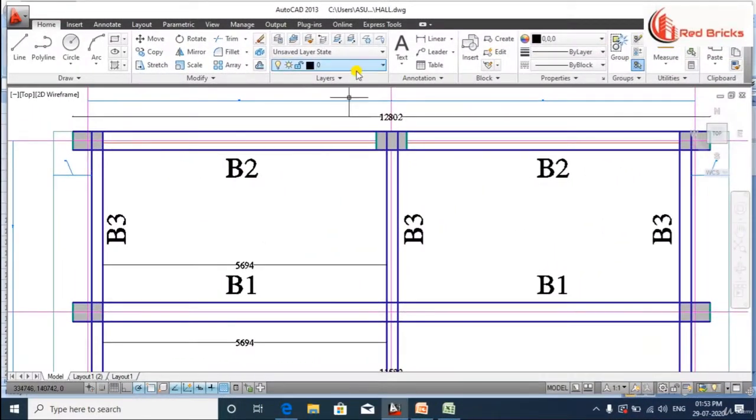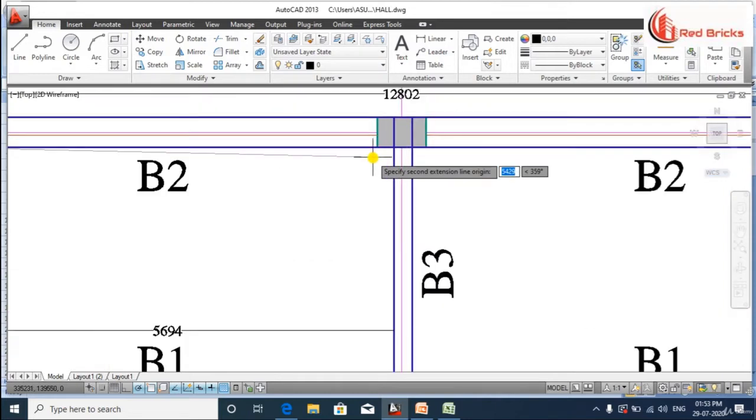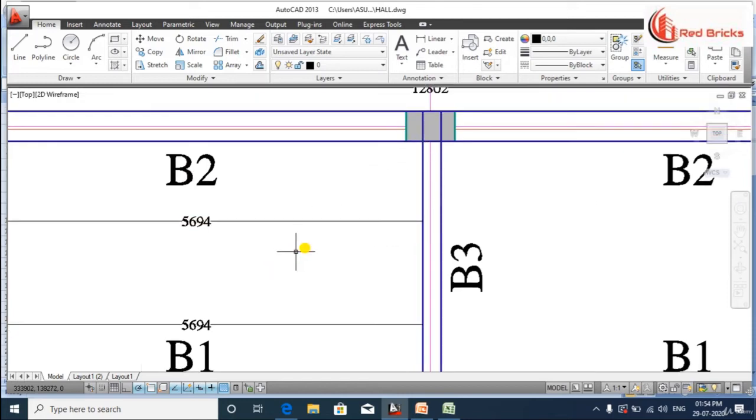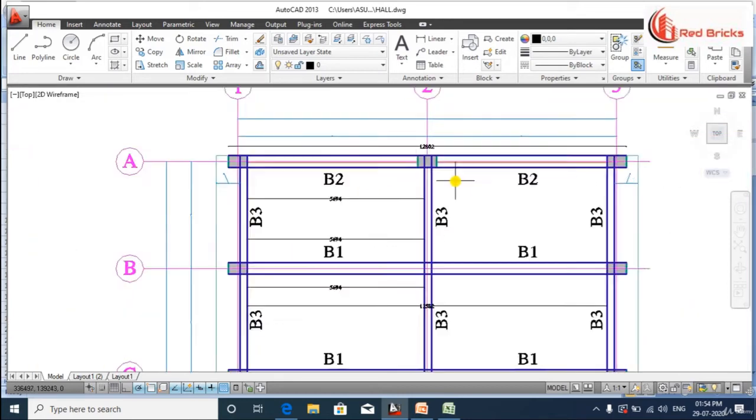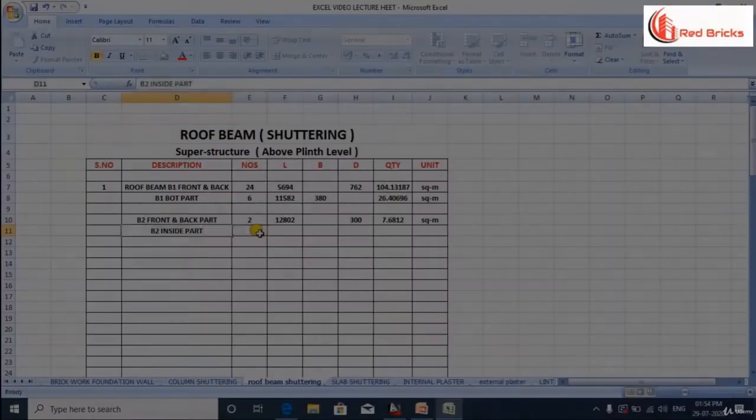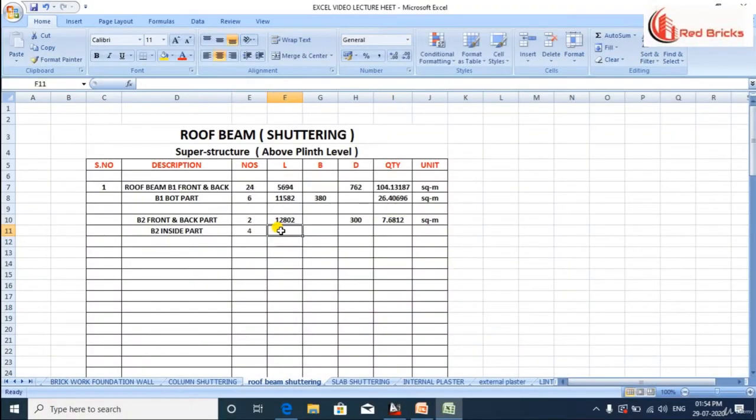Let us calculate its inner part of shuttering. Its length is 5694 and the same length will be on the right part also. We have 4 such members in the plan. Its number is 4, length is 5694, its depth is 300 mm and we calculate its quantity in the similar way we found the above quantities.